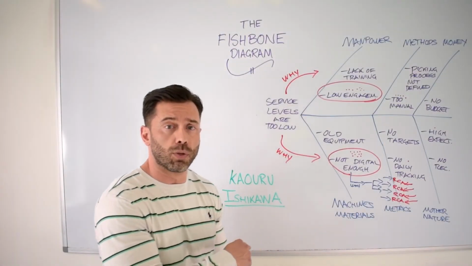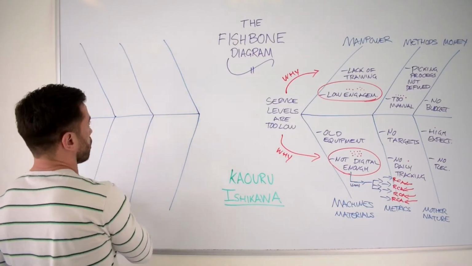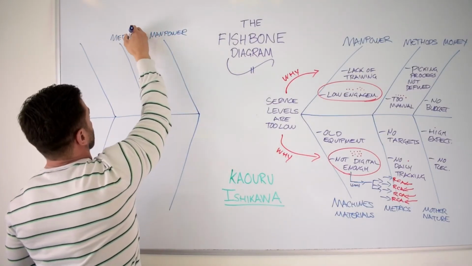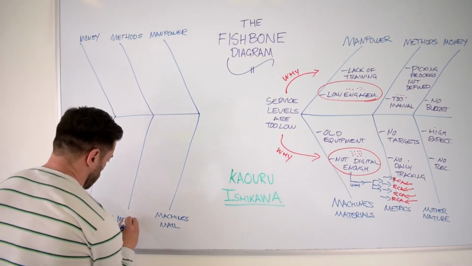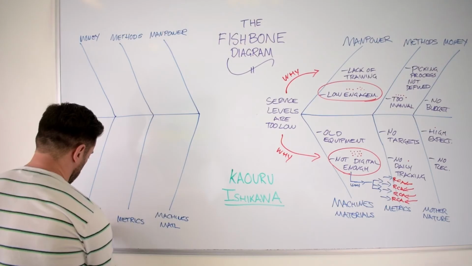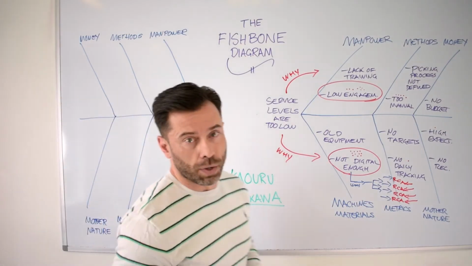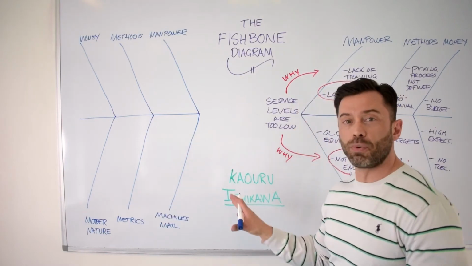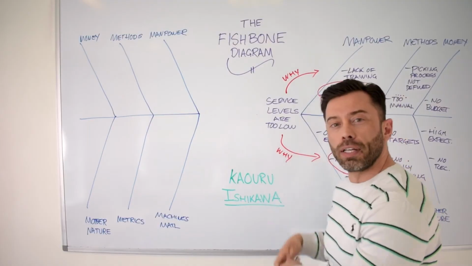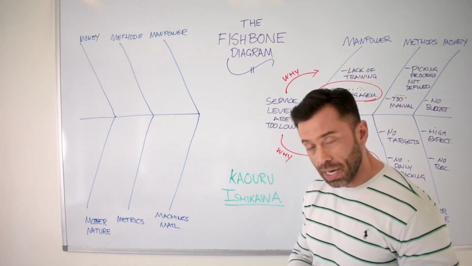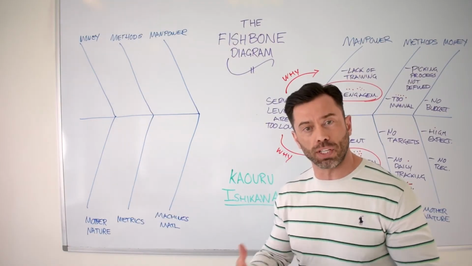Now we're going to move into the reverse fishbone diagram. Okay, so as you can see here, we have a reverse fishbone diagram, and as opposed to trying to find the causes behind a problem, here I'm going to try to identify elements that are going to make my project successful.